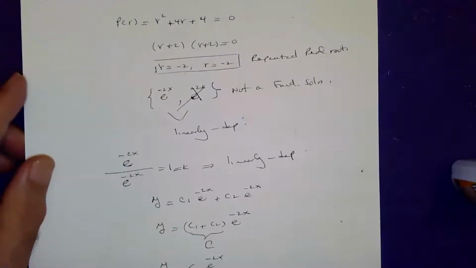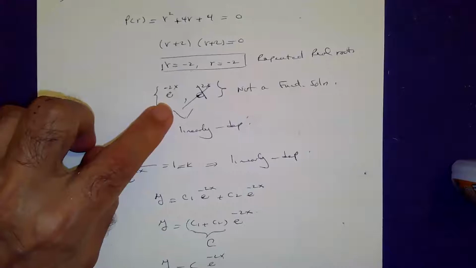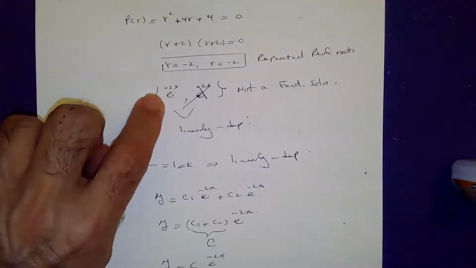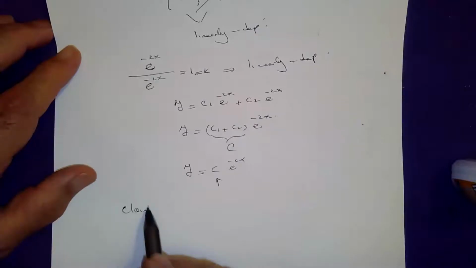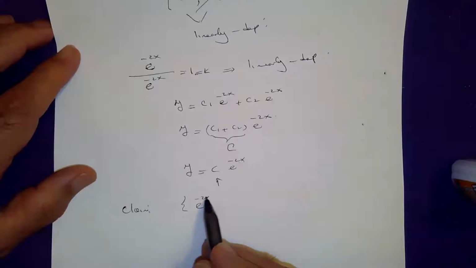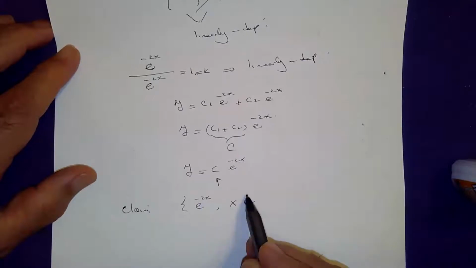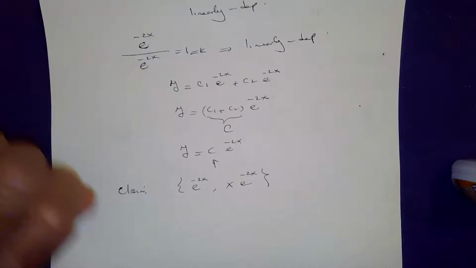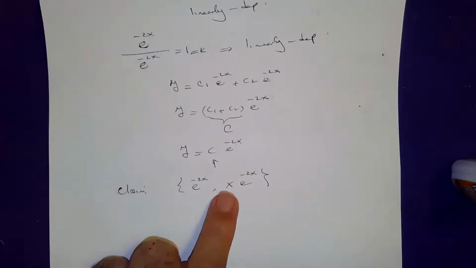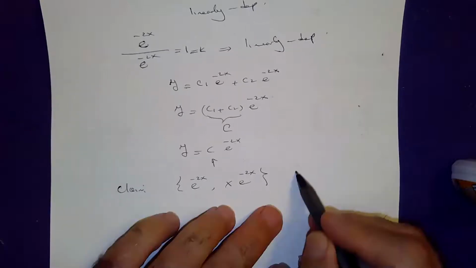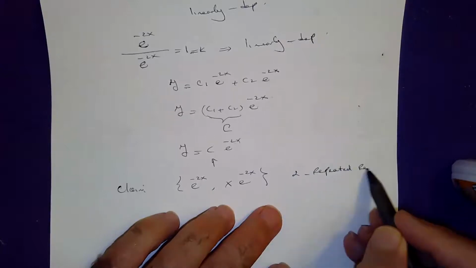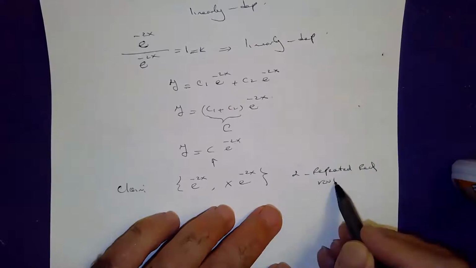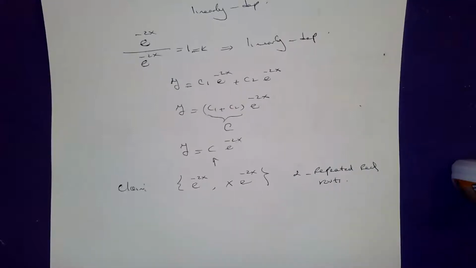So one of the solutions is e to the negative 2x, but the other one is not identical to the previous one. Turns out the claim is: if you have repeated roots and the first one is this, the second one is x times e to the negative 2x. So there is a factor of x. This is what you have if you have two repeated real roots.